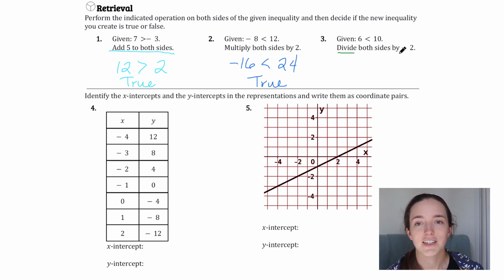Divide both sides by -2. Okay, 6 divided by -2 is -3. 10 divided by -2 is -5. Is -3 less than -5?